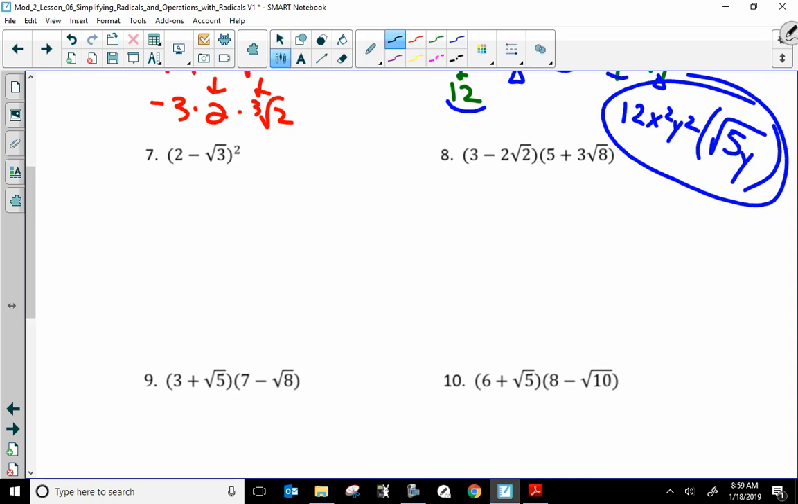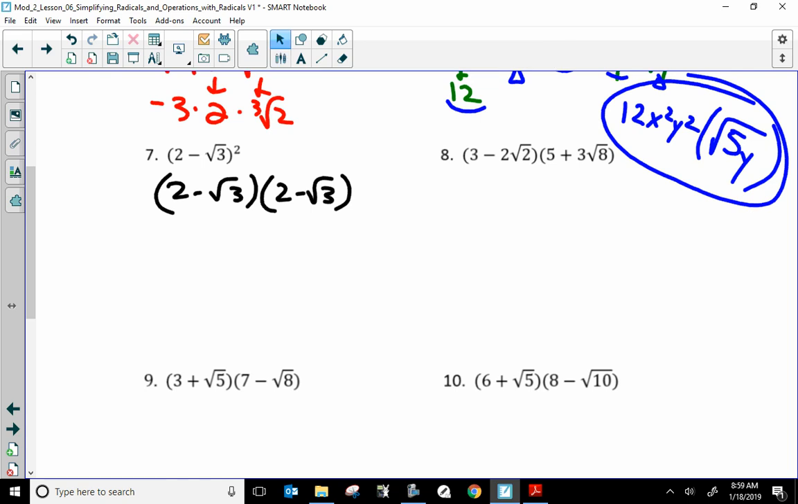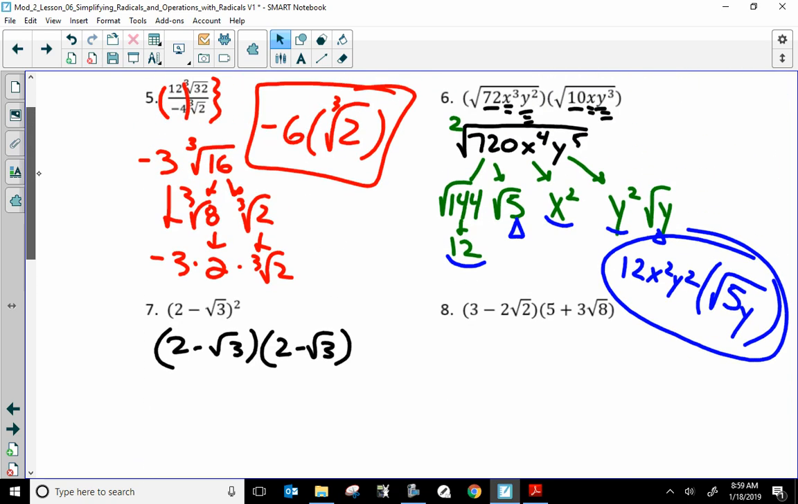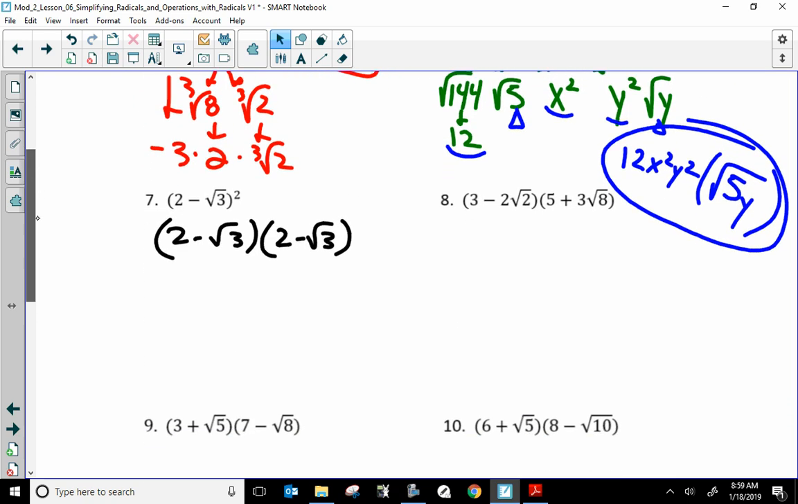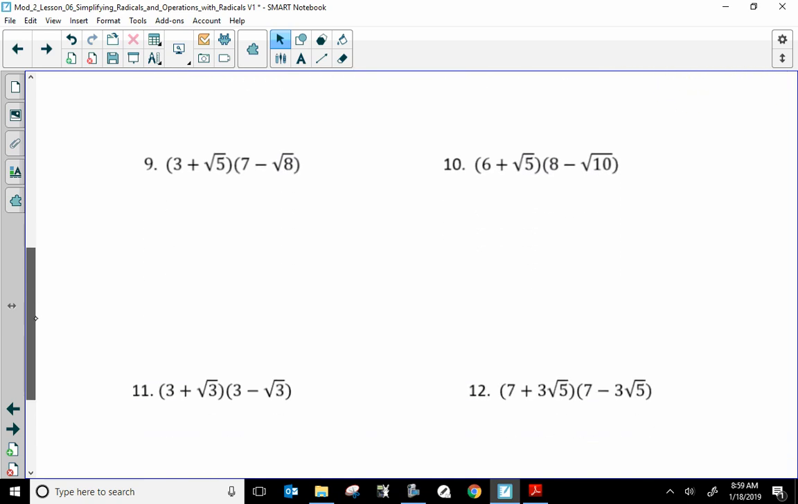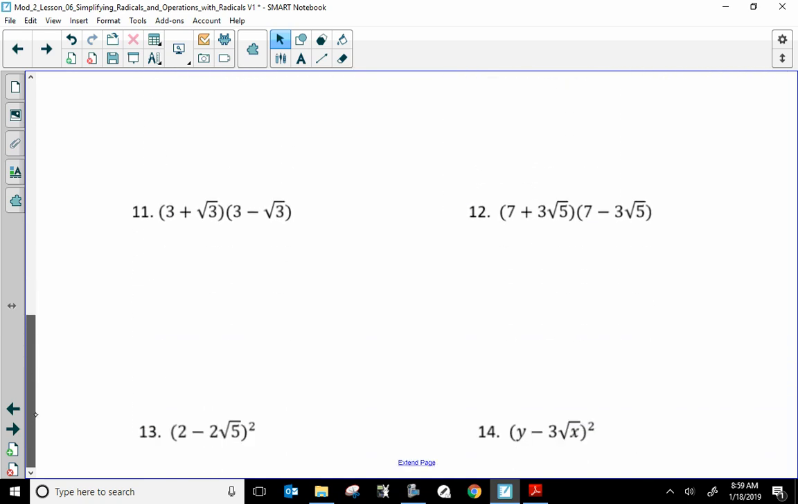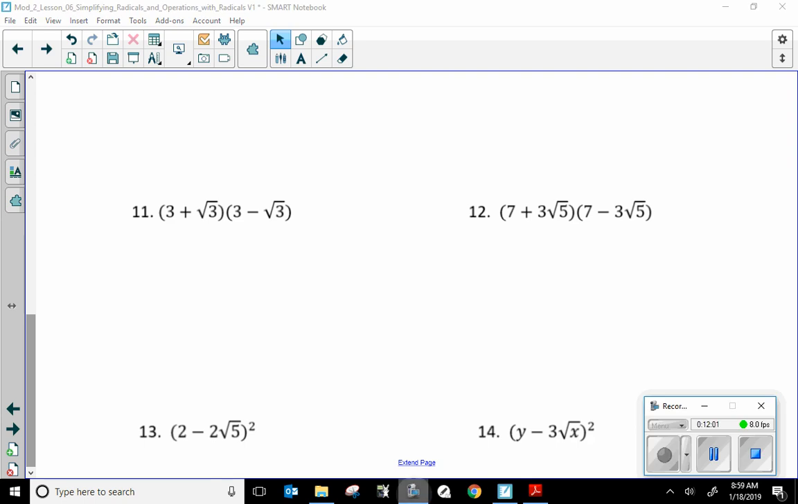Please note that if you're foiling these, 2 minus radical 3, don't just square both of them. You're actually multiplying it by itself. All right. You know what? We've done this before. So 7, I'm not going to show you the answer for. I'll probably assign that for homework, as I maybe did 5 and 6. But 7, 8, 9, 10, these are all foiling. Okay, you should be good at these. So I'm going to let you guys do those on your own. All right, and move on to the next one.